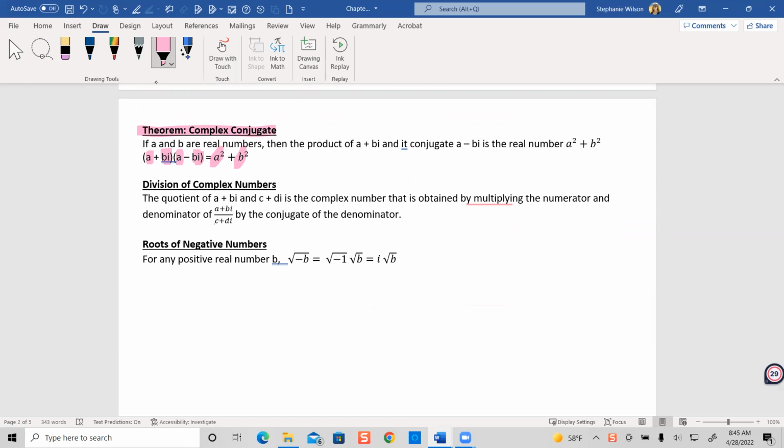Division of complex numbers. We cannot have an imaginary number in the denominator. In the denominator, you can't have an imaginary, you can't have a root, whatever that root is, it doesn't matter. You can't have a fraction, a decimal.